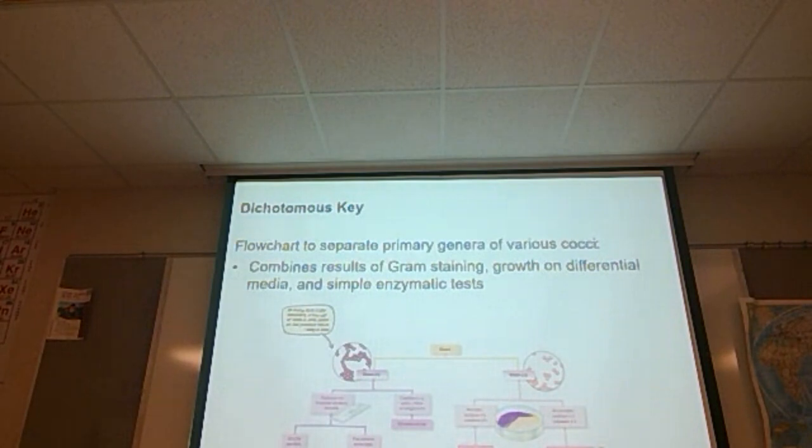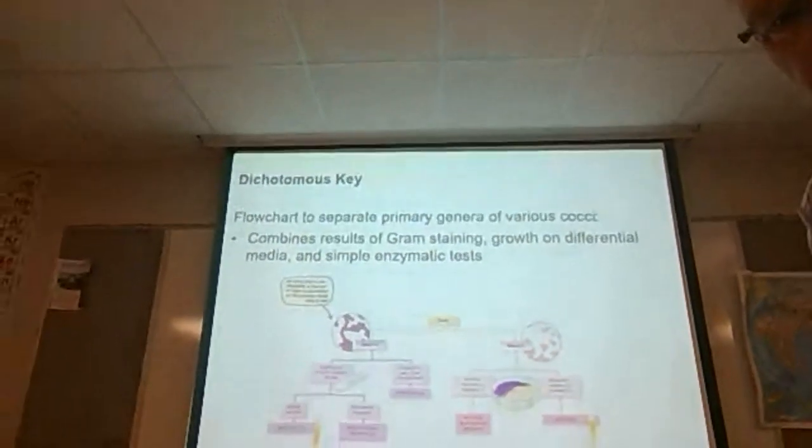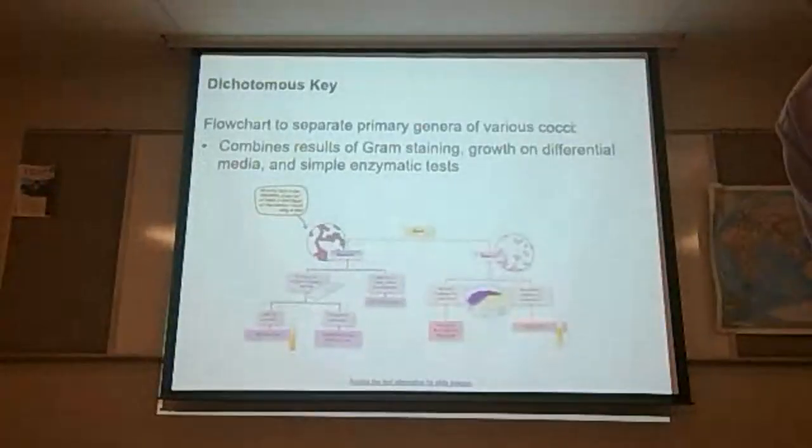Here's a flow chart or a dichotomous key showing how to separate genera of various cocci bacteria. So basically, what has happened here, somebody took a sample, they looked at it under a microscope, and they said, oh, these are cocci. The cells are of a cocci shape. How do we adjust my camera here because I'm not getting the bottom of the slide. I apologize.